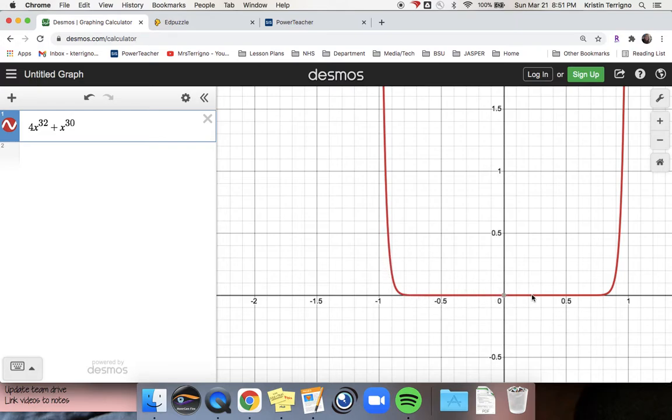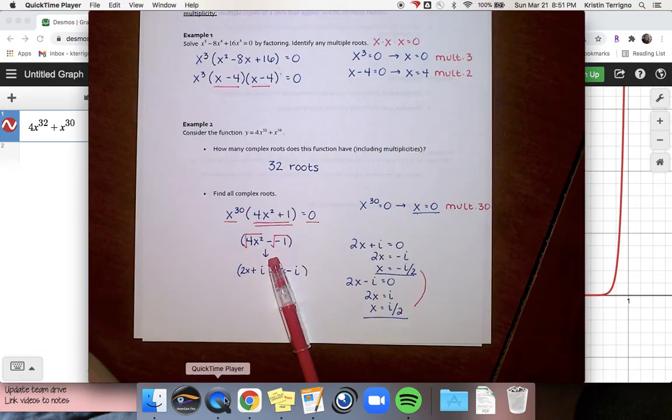I know this looks flat. It's not exactly flat. With such a high degree, it really flattens out the bottom of that graph. So that's where my real root comes from. And remember, that counts for like 30 of our roots. That's a multiplicity of 30 there. And then I have 2 imaginary roots, which again don't really correspond with anything on the graph. Okay, so not super helpful there, unfortunately.